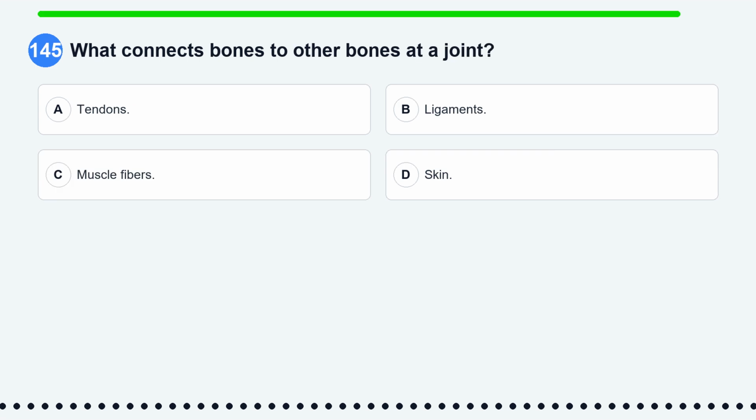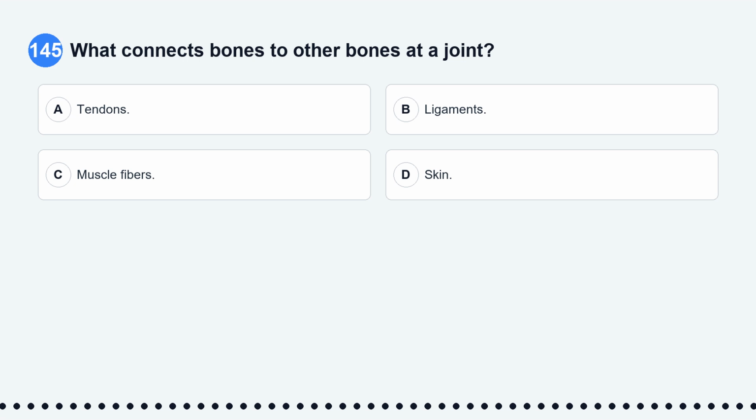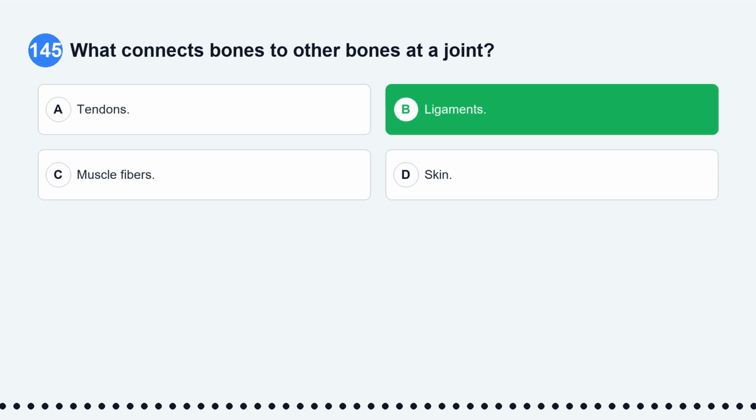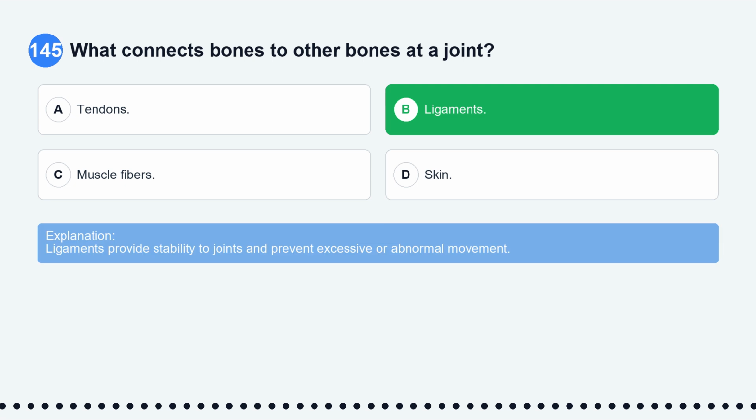Question 145. What connects bones to other bones at a joint? Option A, tendons. Option B, ligaments. Option C, muscle fibers. Option D, skin. The correct answer is option B, ligaments. Ligaments provide stability to joints and prevent excessive or abnormal movement.